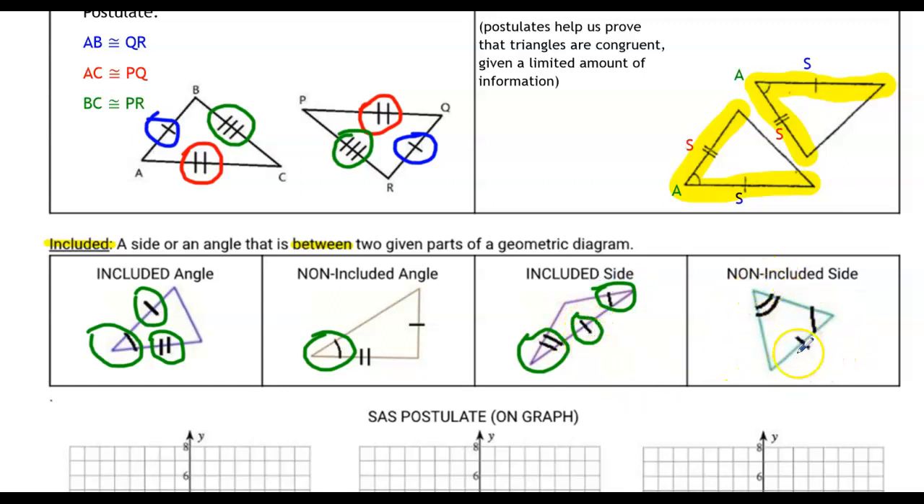However, we call this side a non-included side. And we're calling it a non-included side because it is not between the 2 angles that are given to us, right? So included means between 2 given parts.